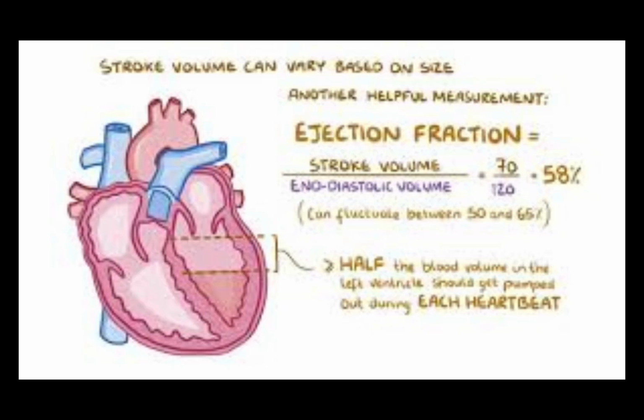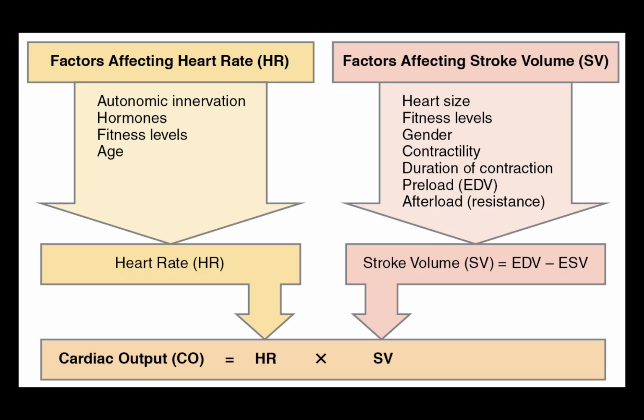Then a few definitions that are important from the examination point of view. Ejection fraction is the ratio between stroke volume and end diastolic volume. Stroke volume is the difference between end diastolic volume and end systolic volume. And cardiac output is equal to heart rate times stroke volume.